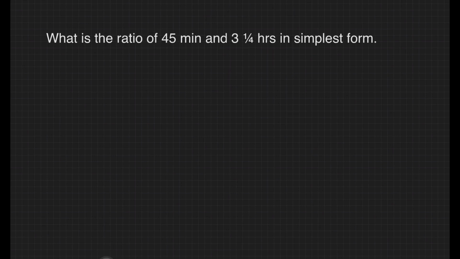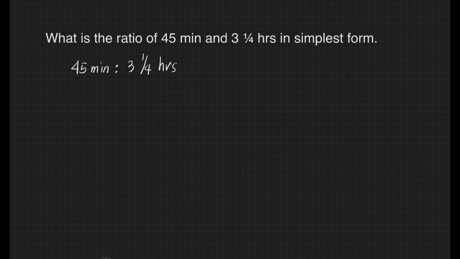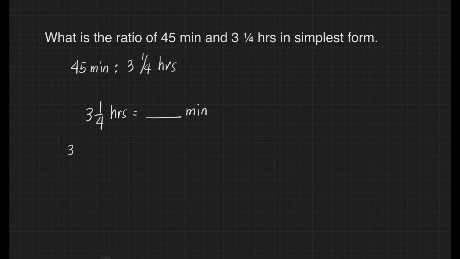What is the ratio of 45 minutes and 3 1/4 hours in simplest form? Our given are the following. 45 minutes is to 3 1/4 hours. Just like in problem number 1, we cannot change it into lowest term unless they are all having the same unit. So we have to change hours to minutes first. Our target is to convert hours to minutes. We can set up our equation this way, so it's easy.